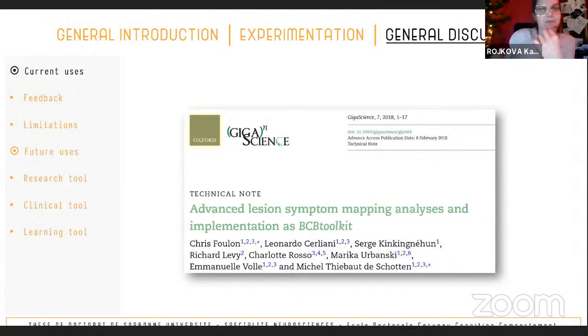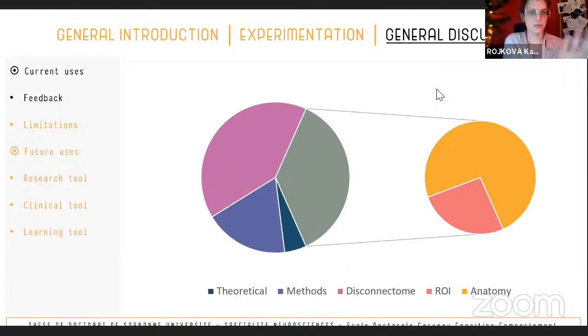You can use it to assess disconnection syndromes. And our first atlas was used partially to assess disconnection syndromes through this BCB toolkit software. Actually, what we have done is a simple review of the literature on the publications that cited our atlas. We did this from November 2015 to December 2019. Our atlas was cited in 120 publications at the time.